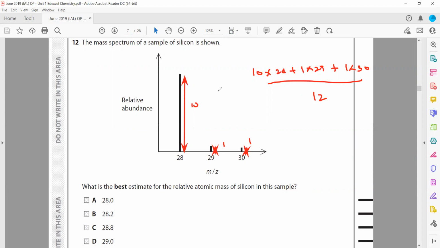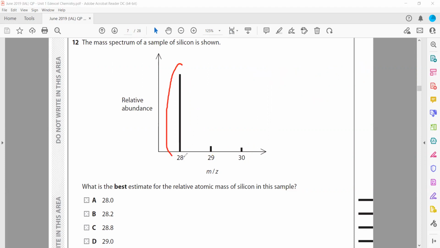Without even calculation, I can tell. If 28 and 30 were in equal amounts, then the answer would be 29 because the average will be 29. But here 28 is more and 30 is less. So the average won't be 29, it will be more towards 28. So it is near 29, it cannot be exactly 29. It cannot be A, because if it was only 28, then A would be the answer. So that's why B is the right answer.